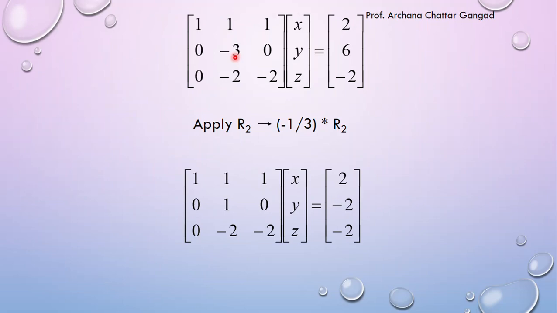So second row will be changed first. Multiply second row with minus 1 by 3. So minus minus become plus. 3 get cancelled. We get the value 1. The same element will be multiplied by that number. यहाँ पे 0 0 ही आएगा. Already 0 ही value है. So 0 into anything we get 0. Right hand side पे perform करते हैं. Second R2 row is 6 into minus 1 by 3. So after simplification we get minus 2. So first row and third row will be as it is.